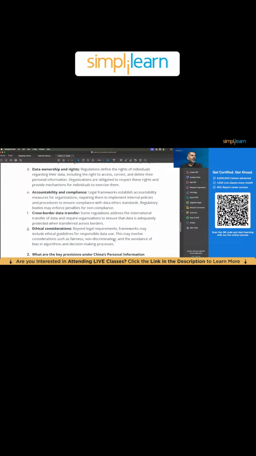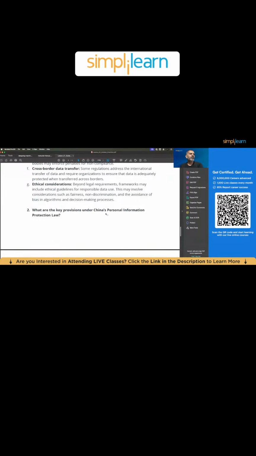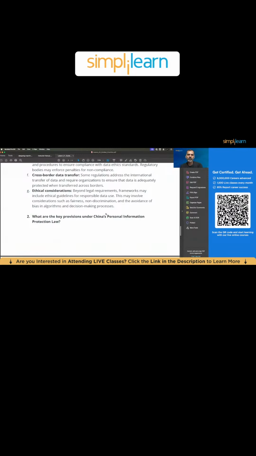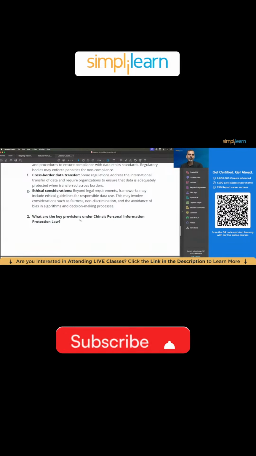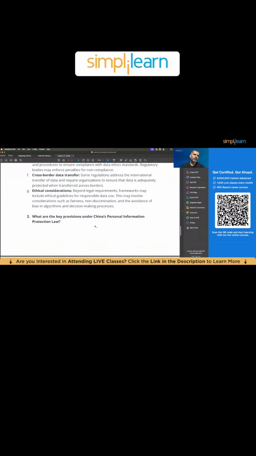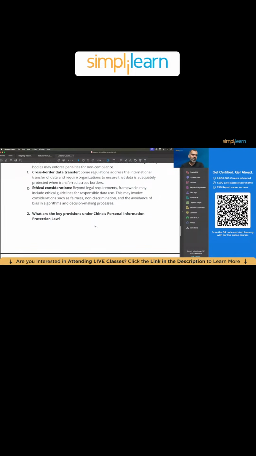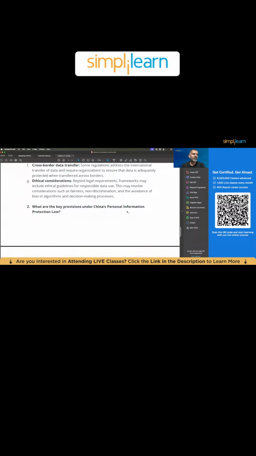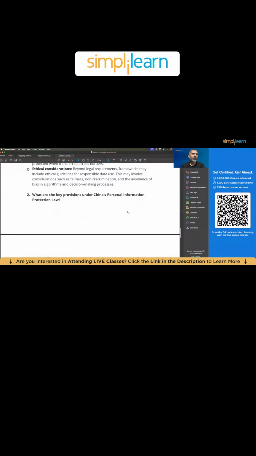So always you have to come up with your ethical sense, what is right, what is wrong, guys. And what are the key provisions under China's personal information protection law? This is something you definitely need to explore. What are the key provisions? We have just studied China's personal information protection law, PIPL, which is mainly for protecting personal information. Because it is a personal information law, you can logically define that it talks about all the rules and frameworks that talk about privacy or protecting the personal information.